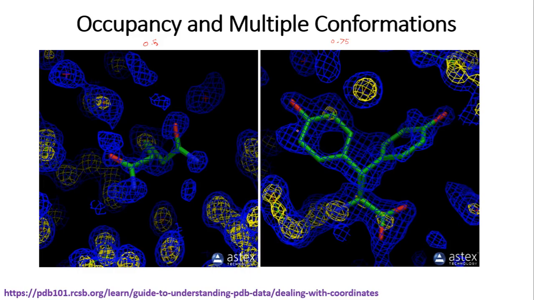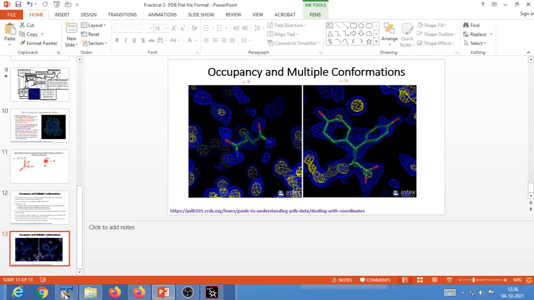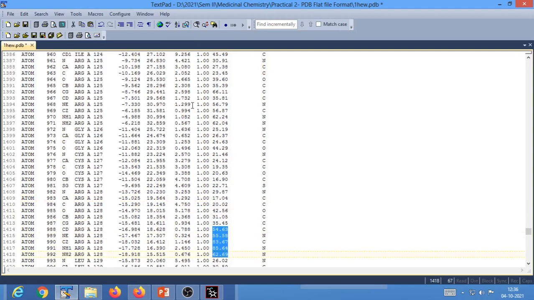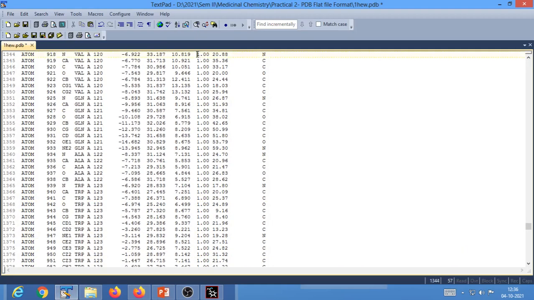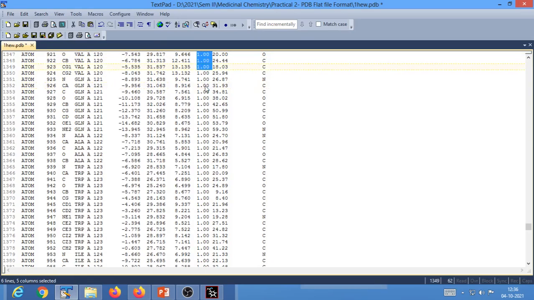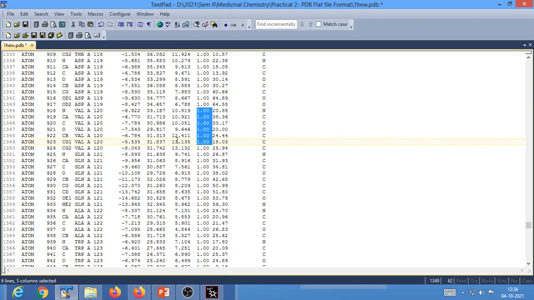Okay, so in this way, the occupancy of this particular set of atoms is 1. That would indicate that all of these atoms have the same position in all of the molecules that are present in your crystal. That is what it indicates. Okay, so this is how your data is arranged in your PDB flat file format.